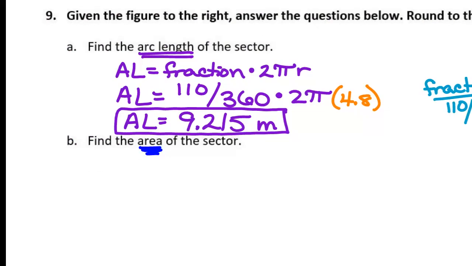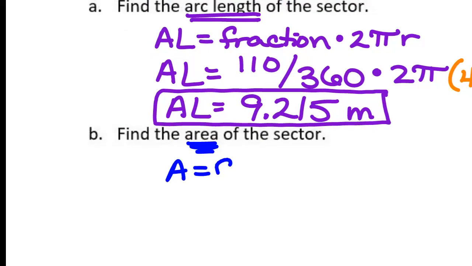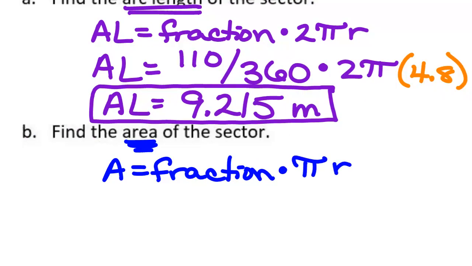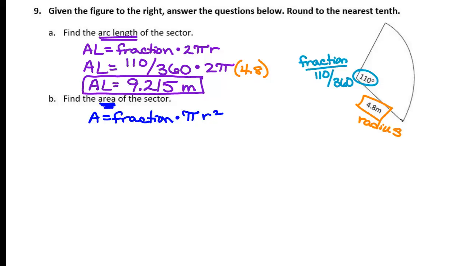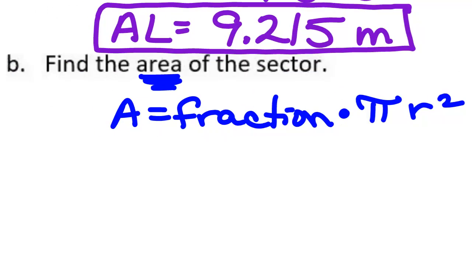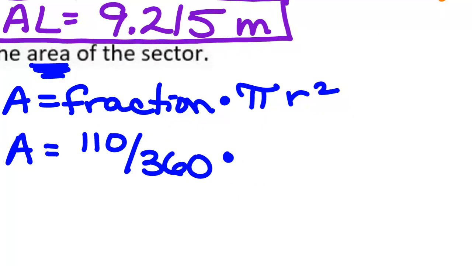Part B, now we're talking about area, not arc length. Area is equal to the fraction of the circle that we are interested in times pi r squared. I will give you the arc length and the area formulas, but it will not have the A equals and AL equals. You just get the part that's after the equal sign. You have to know which one goes to arc length, which one goes to area. What fraction of the circle are we looking at? 110 out of 360. So 110 over 360 times pi times our radius of 4.8 squared.